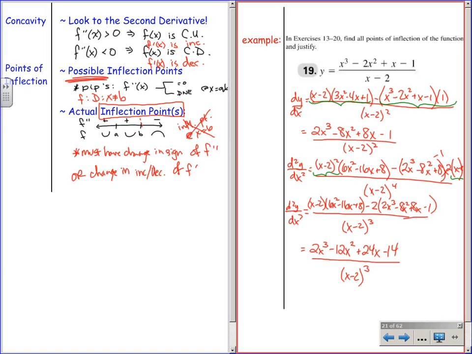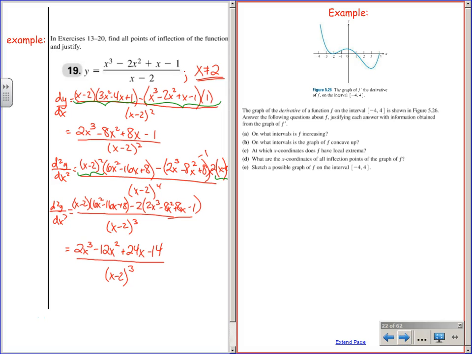What's the struggle? What do we still have to do? Find the zeros of the numerator. Who are we going to put in our sign chart still? The 2 of the denominator, but what is the 2 not allowed to be? He goes in the sign chart, right? But is he going to be a point of inflection if there's a sign change? No. What did we not get to?